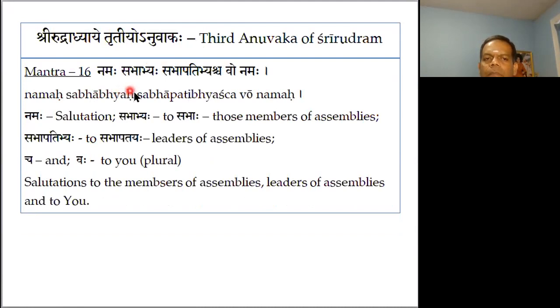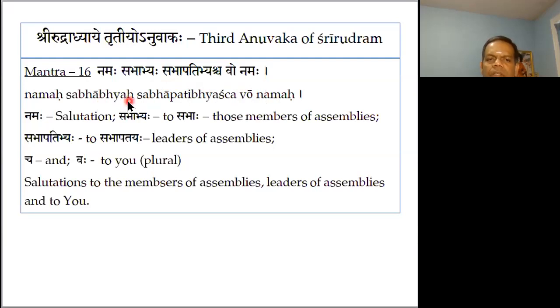Nama sabhabhya sabhapatibhyascha vo namaha.